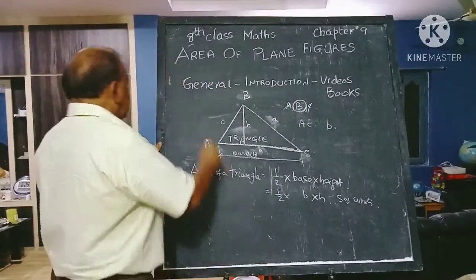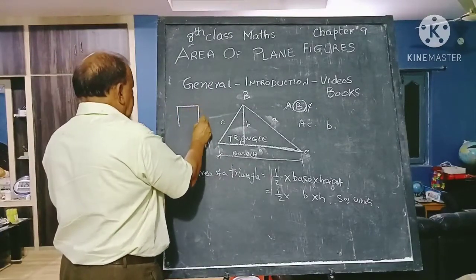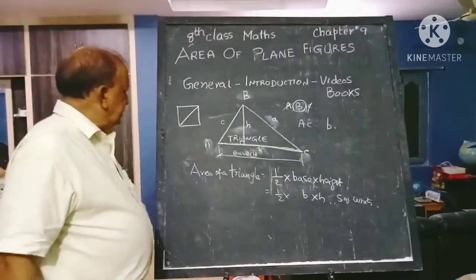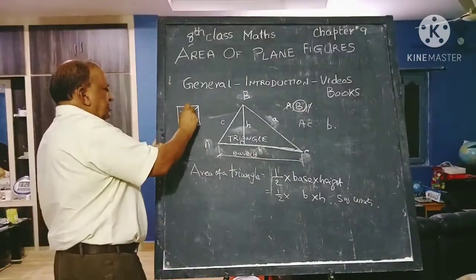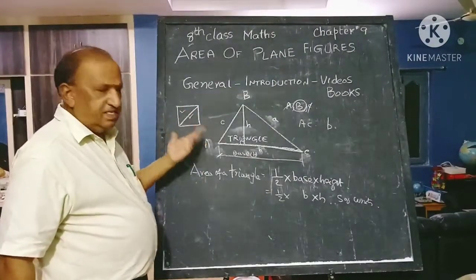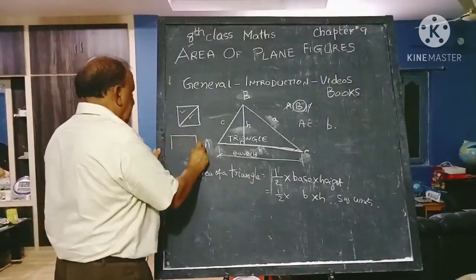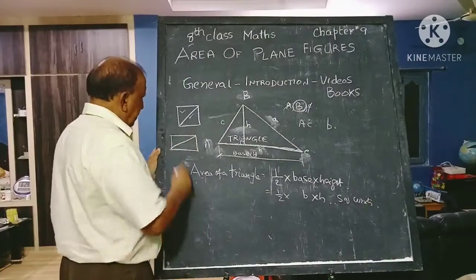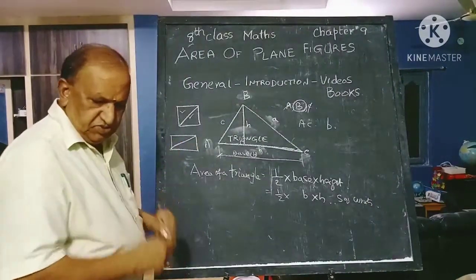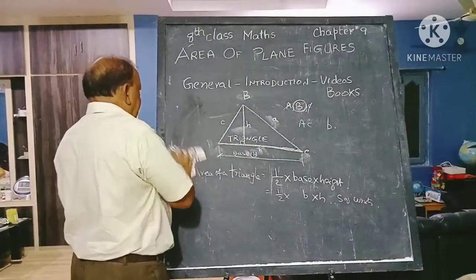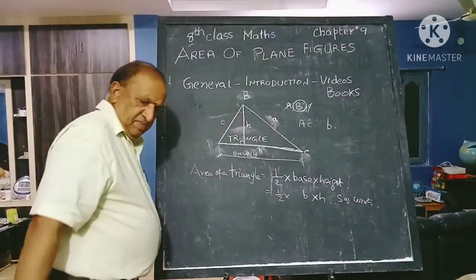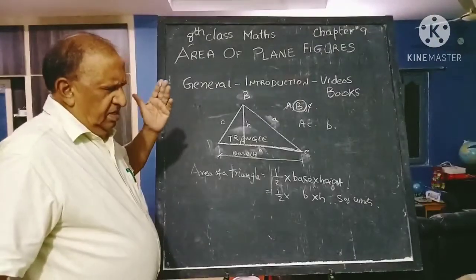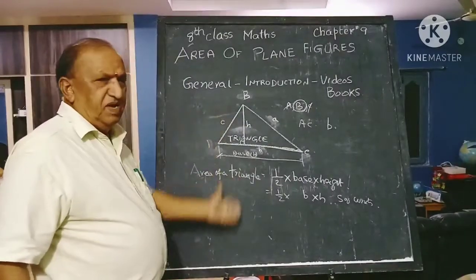Now you can use this. Suppose you have a square. If you join the two corners, then you are converting that into 2 right-angled triangles. Similarly, if you have a rectangle and you join the two corners, then you are converting that into 2 triangles. So this is how you can even calculate the area of a rectangle or a triangle using the principle of the area of a square or triangle.